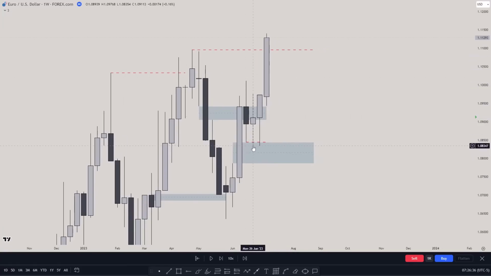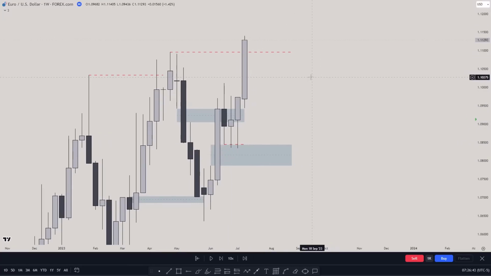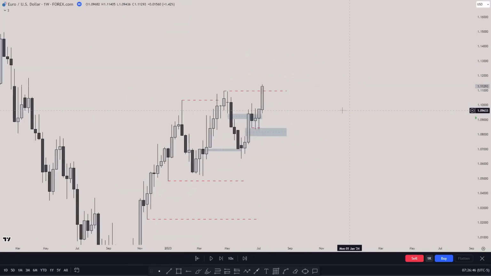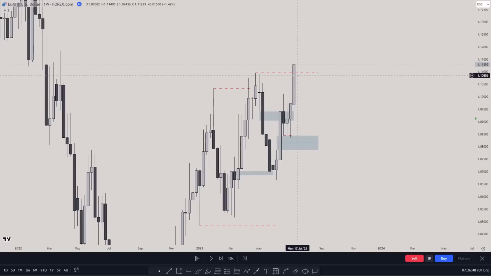So price filling the fair value gap here, at this fair value gap, a little bit of a retracement to the fair value gap, going up, taking the external liquidity. Now at this point, we're still not sure because price is taking the high.